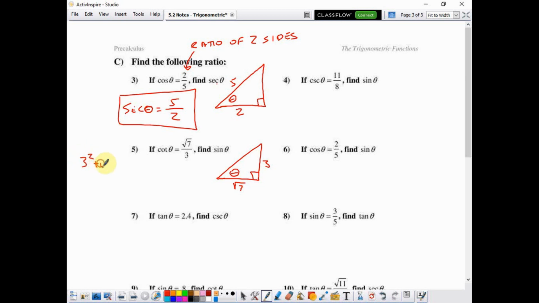3 squared plus the square root of 7 squared equals the hypotenuse squared. Okay, so that is 9 plus 7 equals c squared. And I take a square root of both sides, the positive square root only. So that's the square root of 16 equals c. So c is 4. So the hypotenuse is 4. So sine theta equals the opposite, 3, over the hypotenuse, 4.